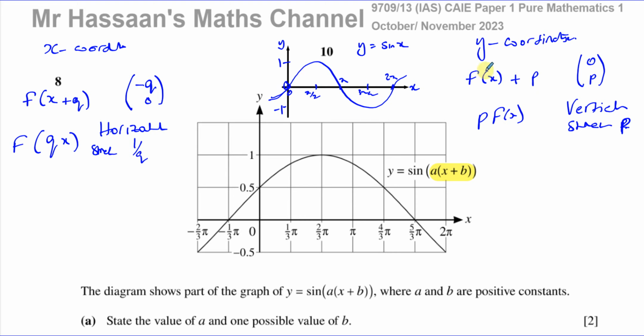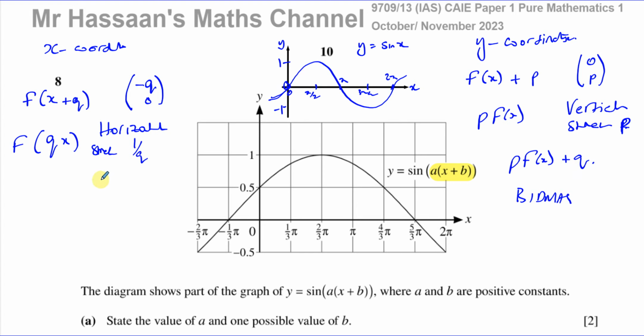Now, when you're dealing with a combination of transformations like we have here, if it's dealing with the y coordinates, for example, if I had something like p times f of x plus q, then you go in order of BIDMAS. You deal with the multiplication before the addition. Brackets, indices, division, multiplication. So the multiplication comes before the addition. So you deal with this stretch first and then that translation.